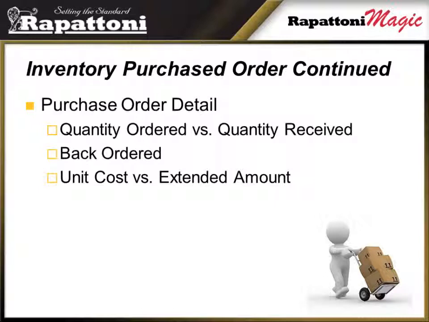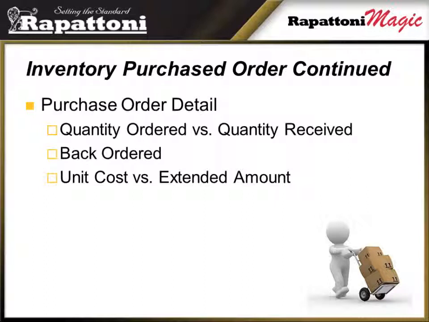And then we talked about the purchase order detail, whether it be quantity ordered is what we want to get, and sometimes quantity received is not always what we want. So Magic automatically creates a back-ordered purchase order form for us, which helps us keep track of what we haven't received quite as yet. We also have unit cost versus the extended amount, where you can edit the unit cost or use the amount that you have in your inventory information form, as well as the extended amount.